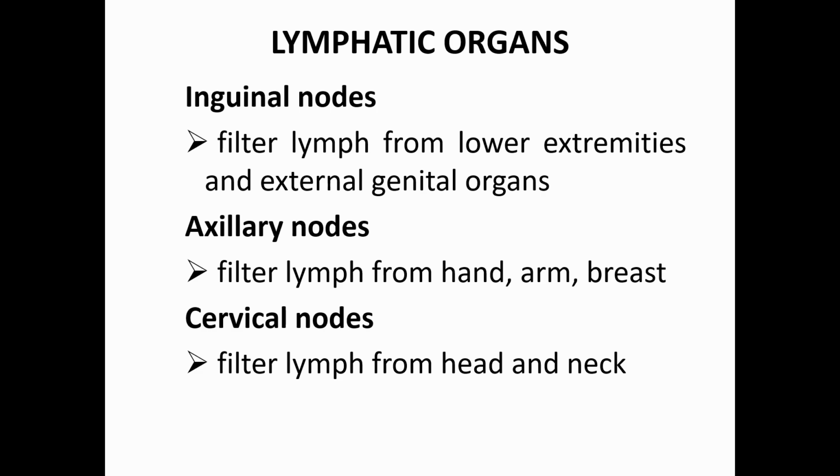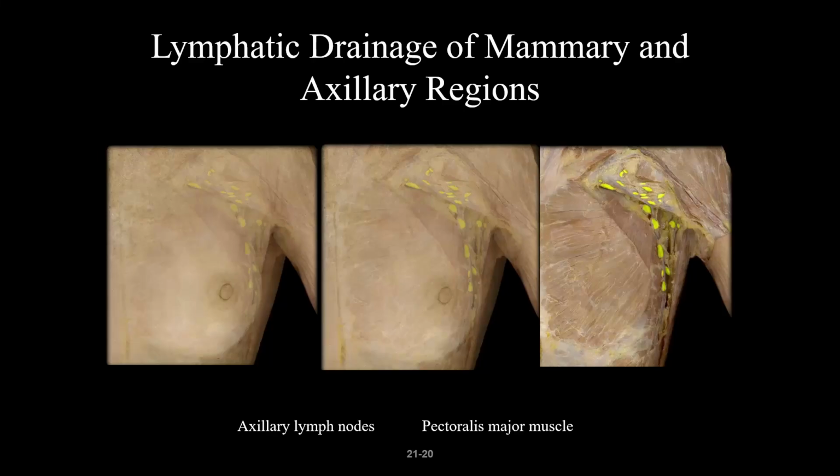Your inguinal nodes filter lymph from the lower extremities, including your external genital organs. Your axillary nodes filter lymph from the hand, arm, and breast. Your cervical nodes filter lymph from the head and the neck.